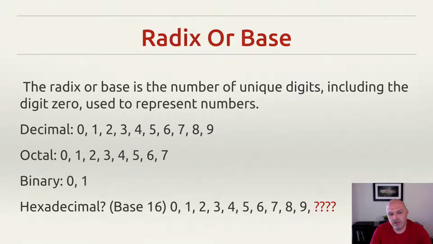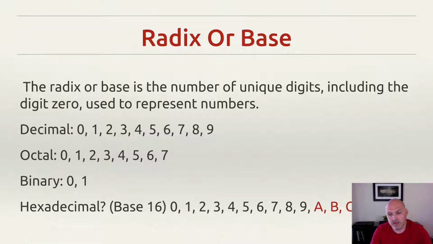Hexadecimal is interesting because we have to represent more than 10 digits. So we have the 0, 1, 2, 3, 4, 5, 6, 7, 8, 9, but then we have still 6 more digits that we have to represent. How are we going to do that? The answer is with letters.